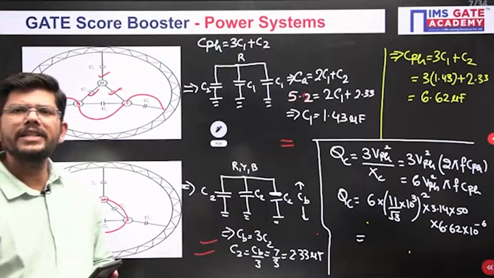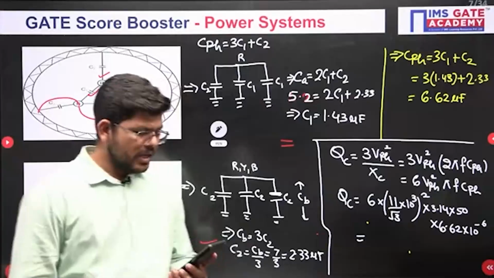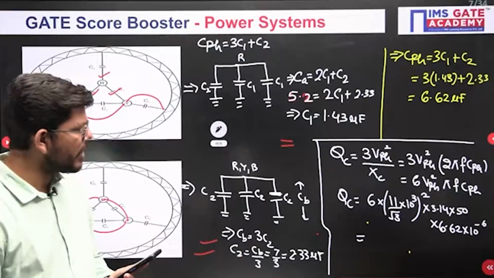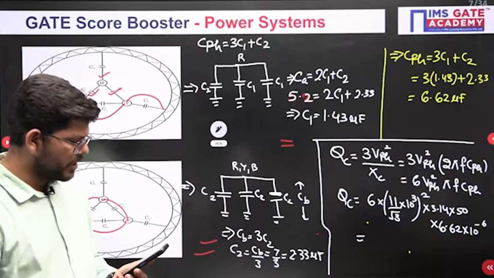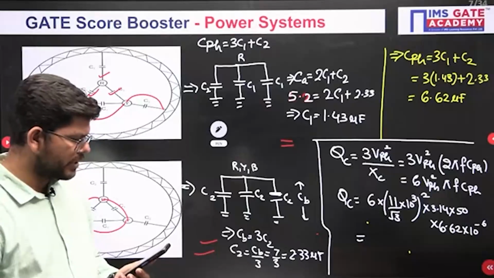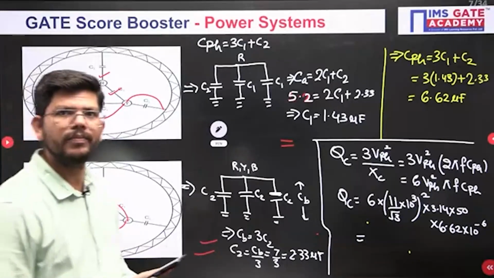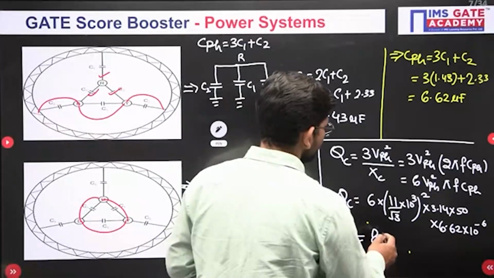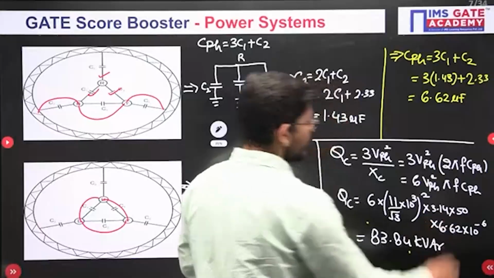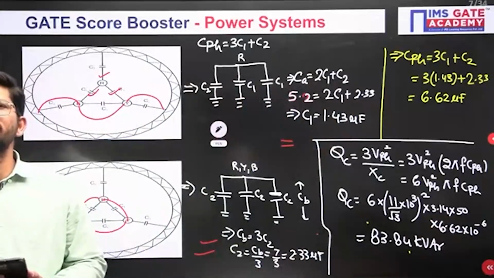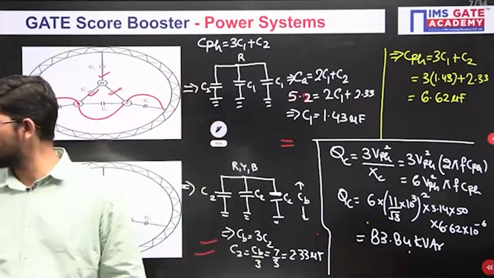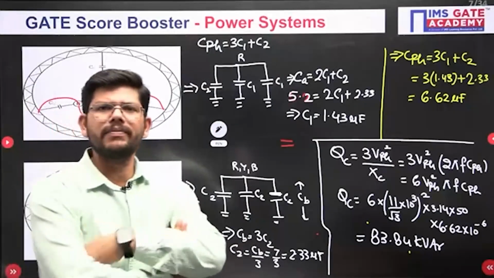Why are you guys getting 304 and 251.9? My answer is 83.84. 6 into 11 square, 121, divided by root 3 square, which is 9, multiplied by 3.14 into 50 into 6.62, and the answer will be 83.84. I think Aryan, you were getting the same answer earlier. Both of you are getting 251 point something. So why is there this difference between your answer and mine?